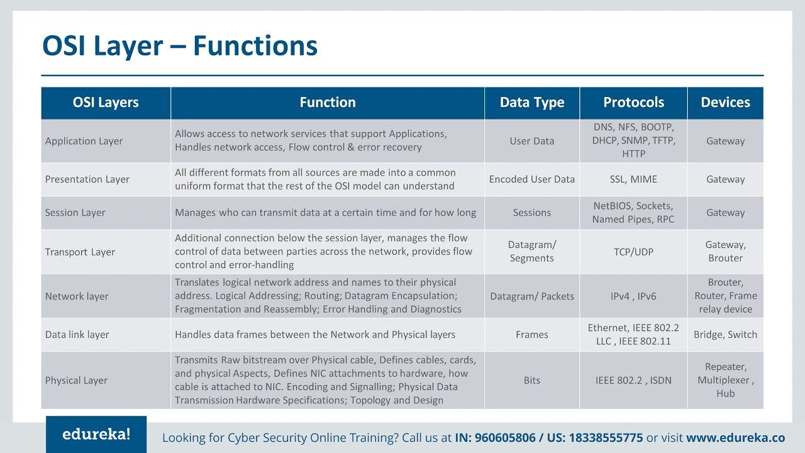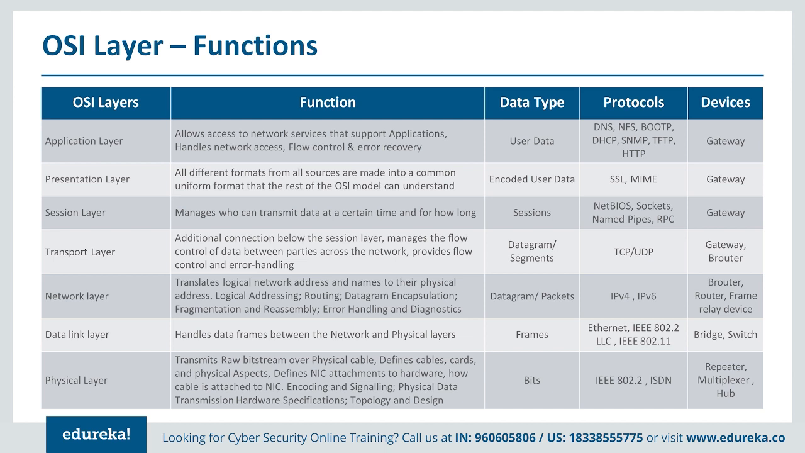The presentation layer works on SSL, secure socket layer, and MIME, and the session layer uses NetBIOS, sockets, named pipes, and RPCs. These are the relay protocols. NetBIOS is similar to DNS, wherein it identifies a resource by name to an IP address, or an IP address to names. All these three layers, application, presentation, and session, have the gateway alone as the device.